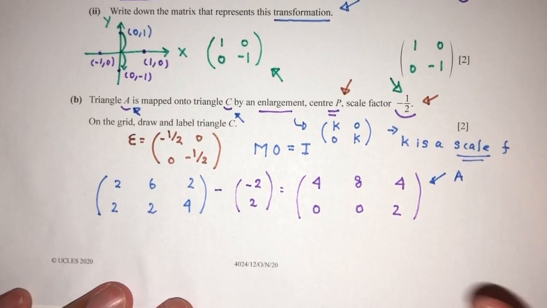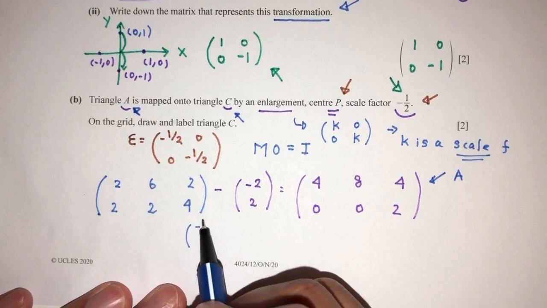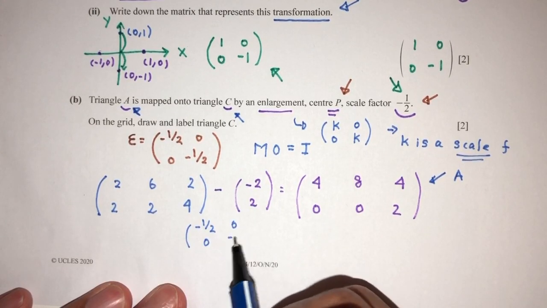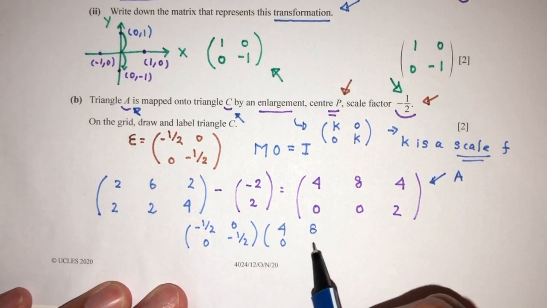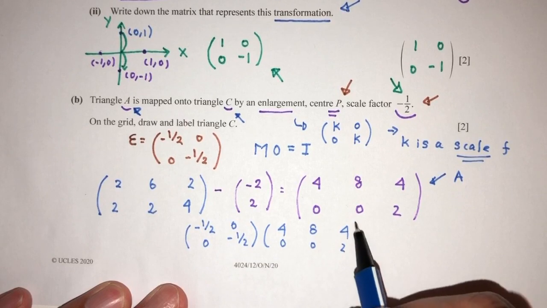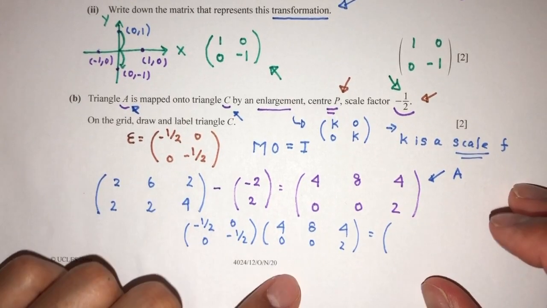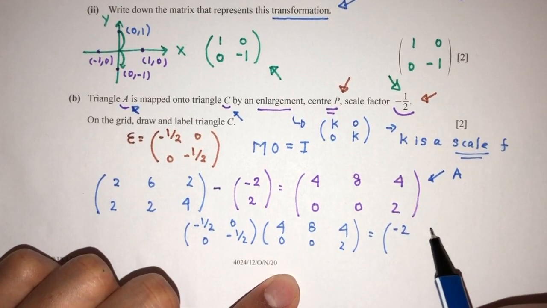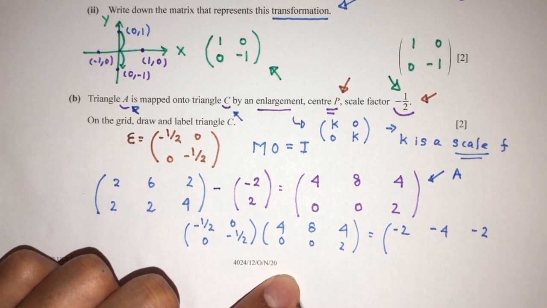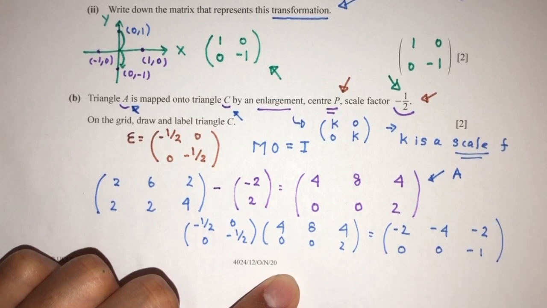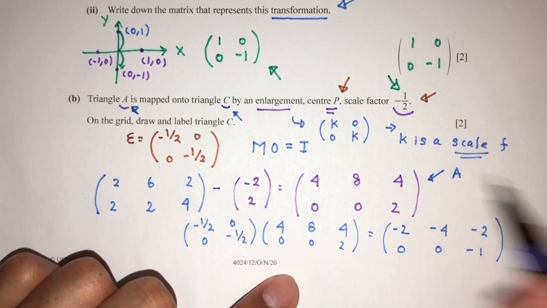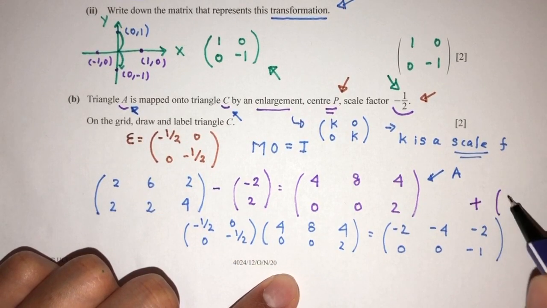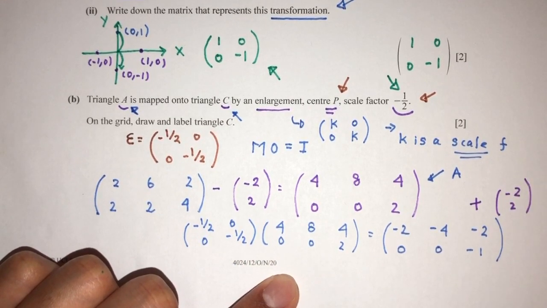Now the matrix is this one times the object, which is this. Let's see, what do we get? You will get minus 2, minus 4, minus 2, and that will be 0, 0, minus 1. This is the resulting answer. But again, this is not the answer yet because we have minus the center. We have to plus back the center of minus 2, 2 for the answer.